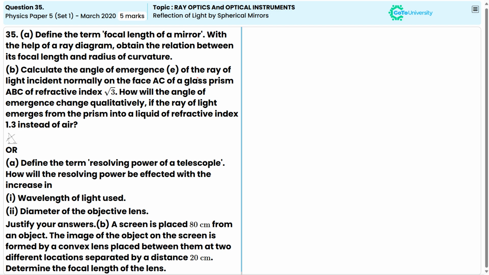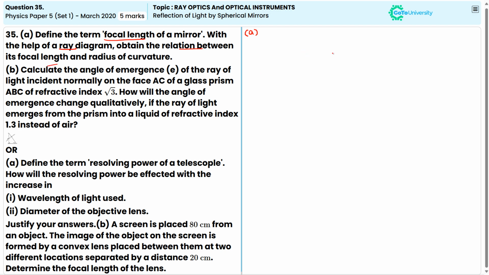There are two questions given here, but in the exam you can choose either the first one or the second one. Now let us discuss one by one. First we'll take question A. Here the question is: define the term focal length of a mirror with the help of a ray diagram and derive the relationship between focal length and the radius of curvature.